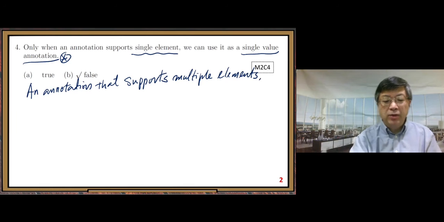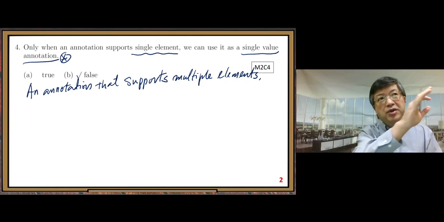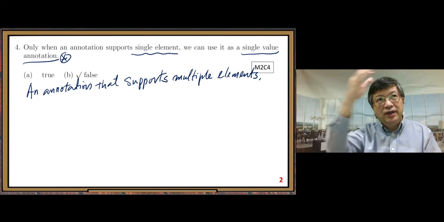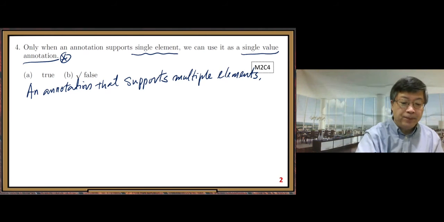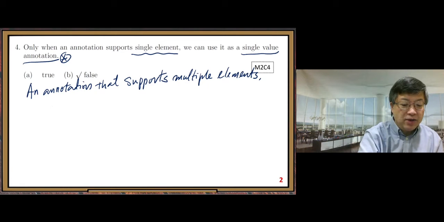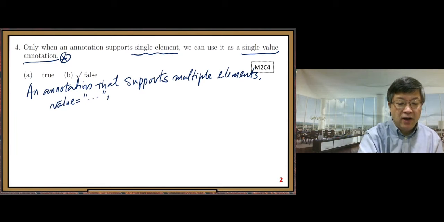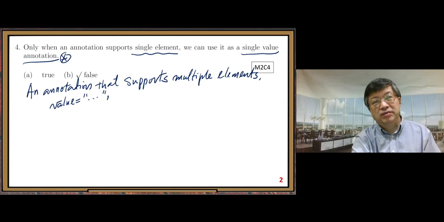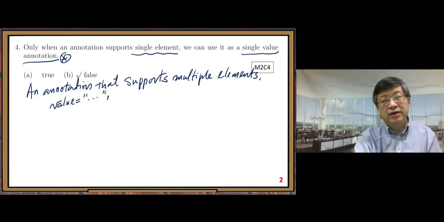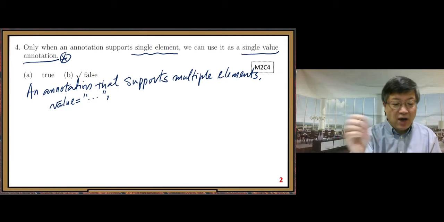Okay, multiple elements. Each element has a name and a value, right? So you have multiple. But there is one special element. Its name is called value, equals something. One special element is that. Then you may have several other elements.